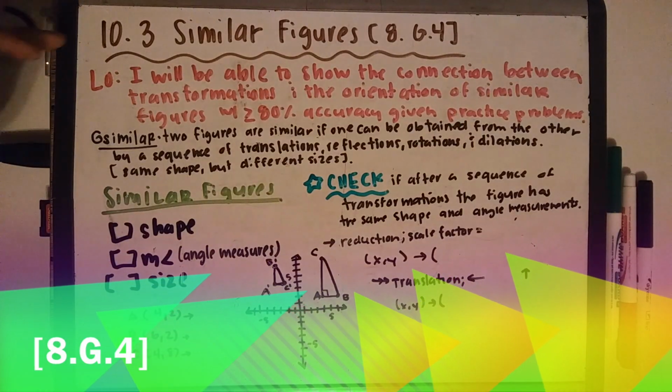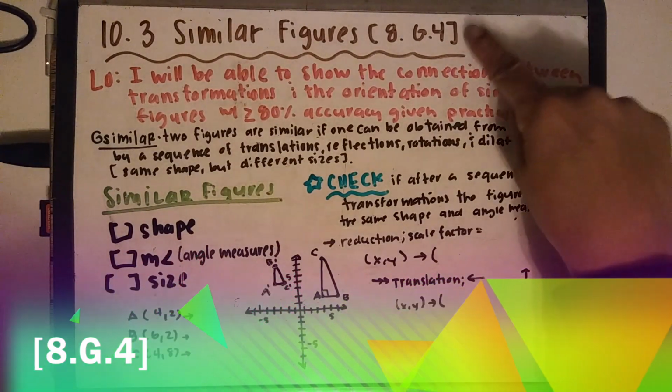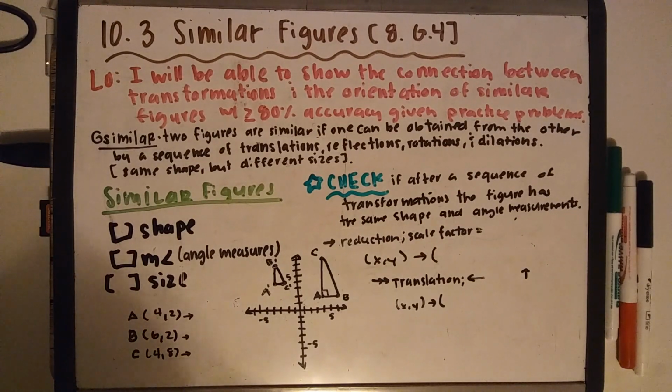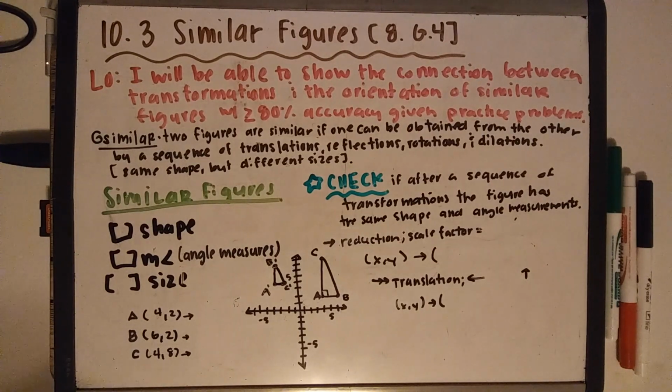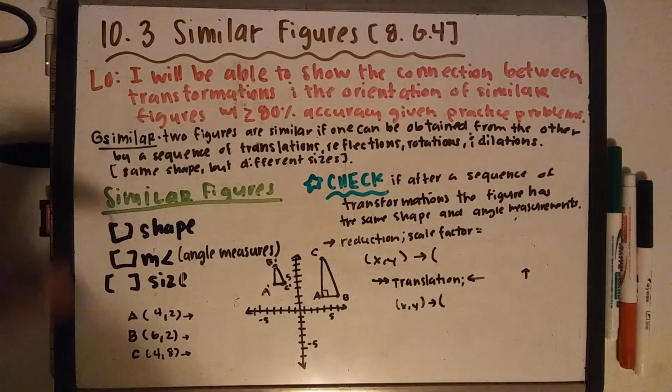Alrighty, you guys, so this is 10.3 similar figures. That's our standard. Your objective is to be able to show the connection between transformations and the orientation of similar figures. Again, with an 80% accuracy, given the practice from book or online sources.